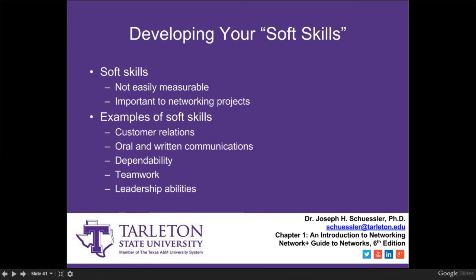Develop those soft skills. Soft skills are not easily measurable. It's the ability to go out and talk to people, and it's the ability to communicate and get along. Those are all examples of soft skills, and it's not something that tends to interest people in information systems an awful lot. But if you don't develop those skills, it's going to make it harder to get a job, and it's going to make it harder to move up in an organization once you do get that job.